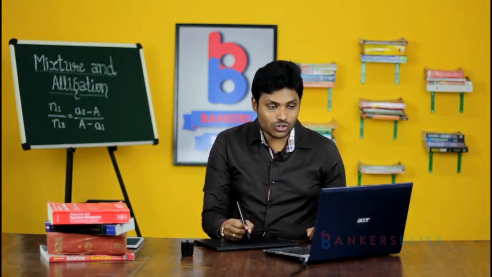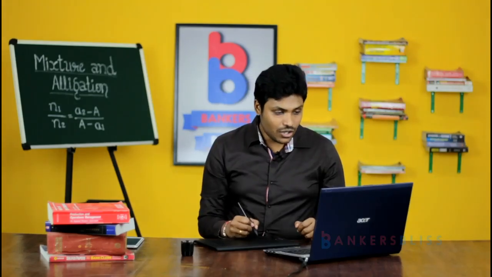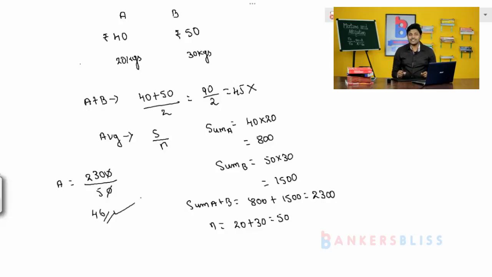But if you do it with the normal method, you are going to get 45. 45 is the wrong answer. 46 is the right answer. See here, what you did first was multiply 40 and 20. 40 means average price per kg and 20 means total number of kgs. Next, 50 is the average price per kg, and 30 is the total number of kgs.